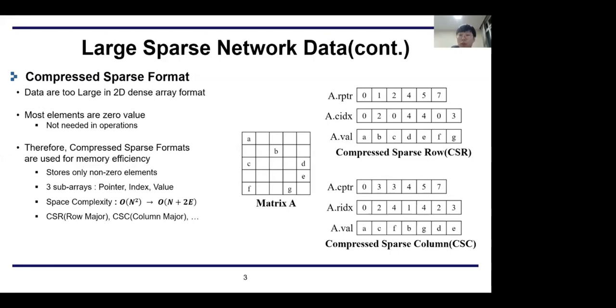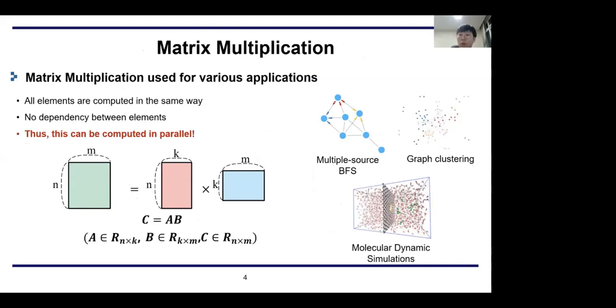Based on the sparse matrix format data, we can now get useful information from them. Then how can we do that? Matrix multiplication is an important operation to get the information from many applications. The characteristics of this operation is that all elements are computed in the same way and there are no dependencies. And therefore, it can be computed in parallel.